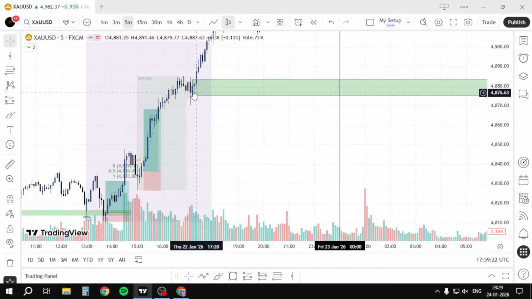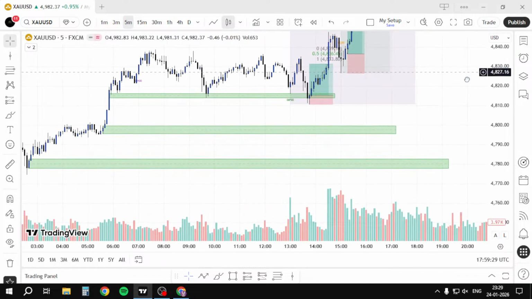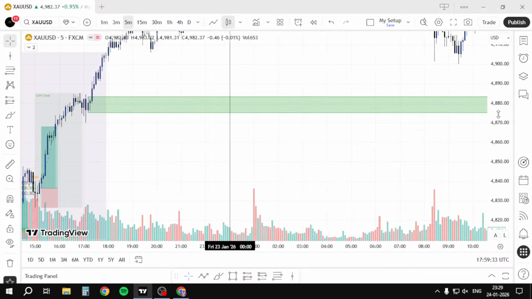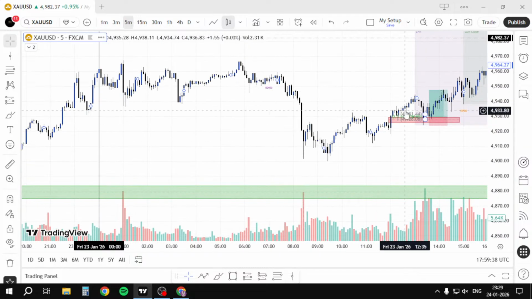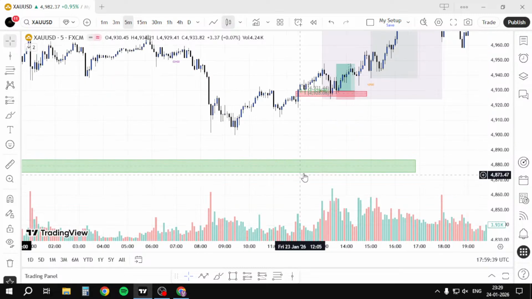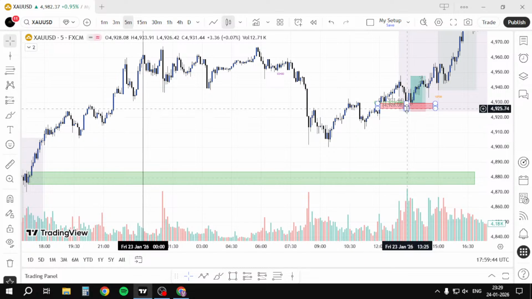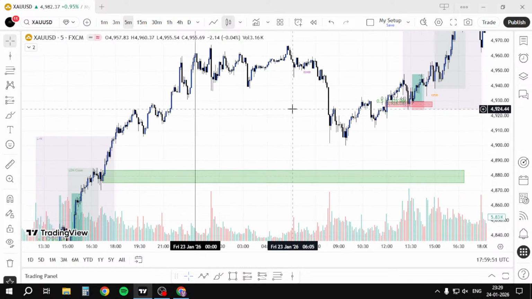Either the market has to tap this zone or this zone, because there is an order block. No doubt, below there is two. But if the market gets sufficient liquidity here, it won't come downside. It will play in this zone, finish all the games in this zone, and take its move to the asset class high.